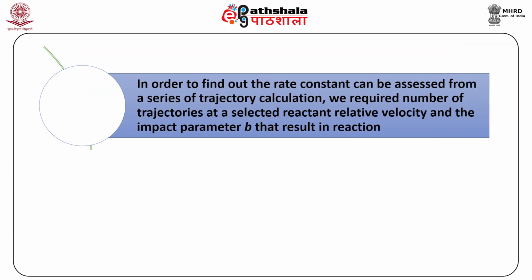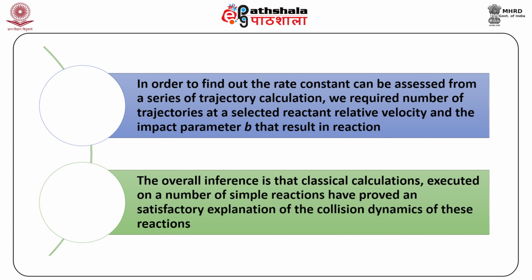In order to find the rate constant, it can be obtained from a series of trajectory calculations. We require the number of trajectories at a selected reactant relative velocity and the impact parameter b that result in reaction. The overall inference is that classical calculations executed on a number of simple reactions have provided a satisfactory explanation of the collision dynamics of these reactions.